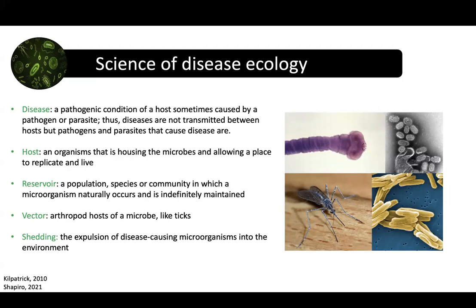And then vector is a specific type of host. Vectors refer to arthropod hosts of microbes like ticks, flies, lice, stuff like that. And then shedding is the expulsion of disease-causing microorganisms into the environment. I mentioned before that a lot of my research focuses on shedding and how environmental factors mediate the amount of shedding by the reservoir host or host, depending on the pathogen.